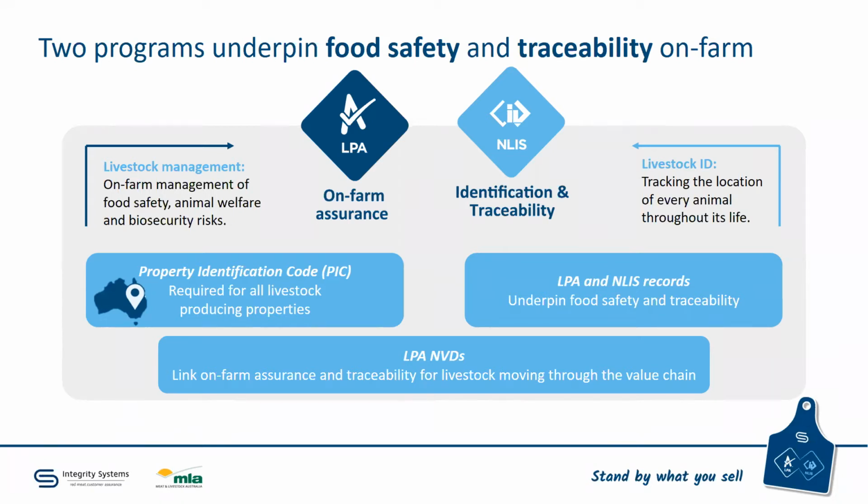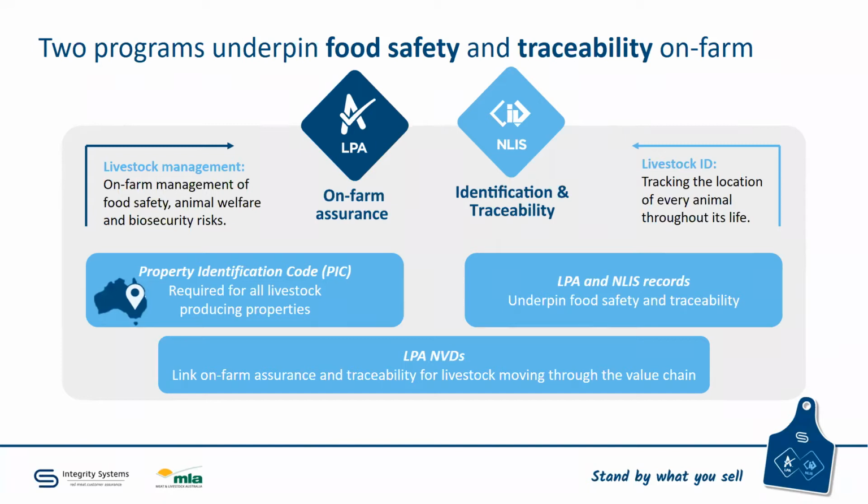The other program, the National Livestock Identification System, or NLIS as it's more commonly known, is all about identification and traceability, and that ability to track the location of all animals throughout their lives. And this system is mandatory. It's endorsed by the major producer, feedlot agent, sale yard and processor bodies, and it is underpinned by state and territory legislation. So it is compulsory. And having this system in place absolutely enhances Australia's ability to track livestock during disease and food safety incidents.